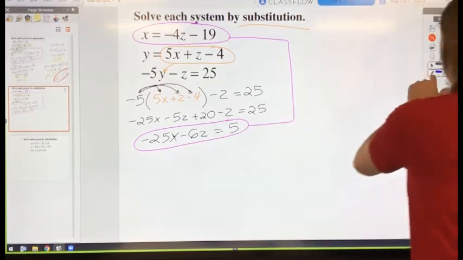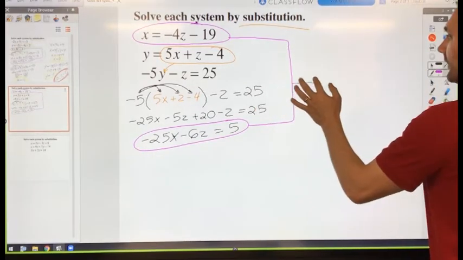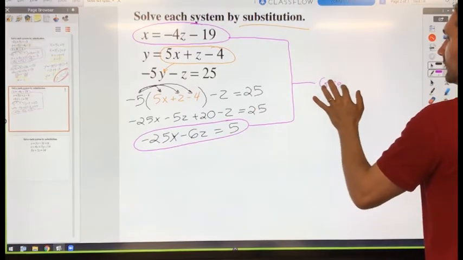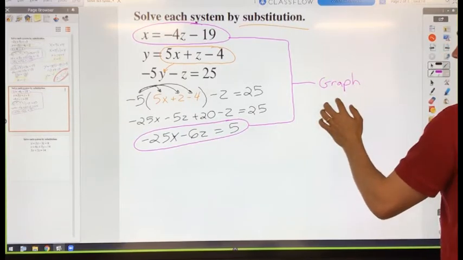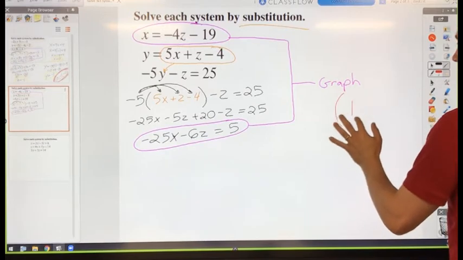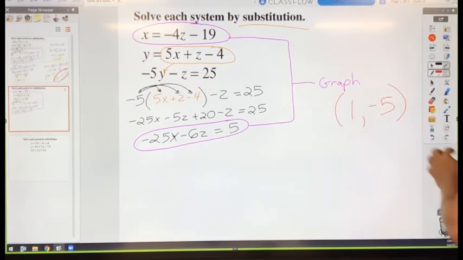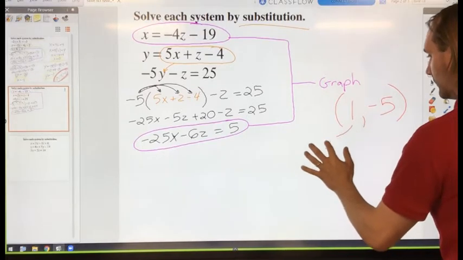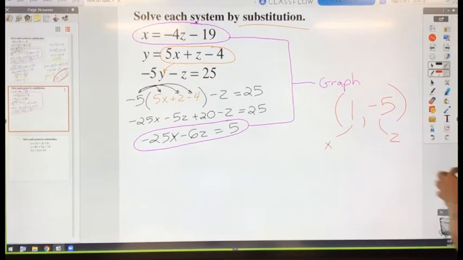So via graphing, actually I'll go over here and say graph. That gives me the solution of 1 and negative 5. Now note, this is my x, and this is my z, because that's what the equation involves. How is that going to help me find the y?